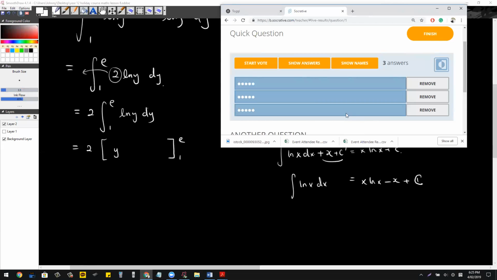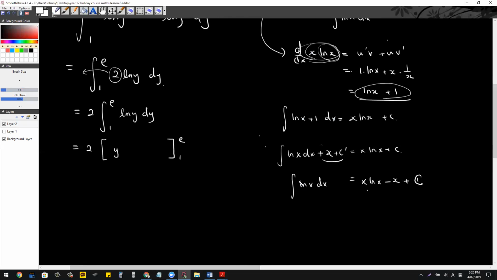Okay, not getting any more answers. So let's have a look. The correct answer is this one here: y ln y minus y plus c. But you should not have c, of course. This is a very simple question: if it's the integration of ln y, then it's y ln y minus y, right? So this must be just y ln y minus y. No c, of course, because it's definite integration.